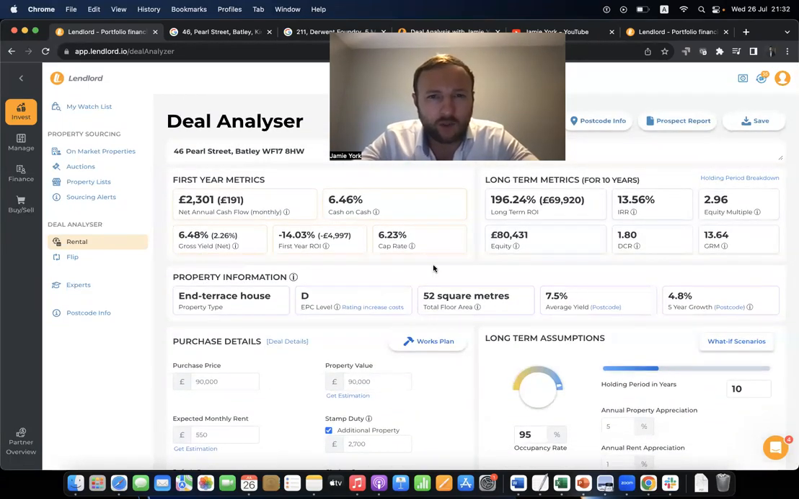I think it was about 13% at the top? And then over a 10-year period, a 13.56% return. Over a 10-year period, that's compounding to a long-term ROI of 196%. So your yearly IRR is 13.56%, but your 10-year is 196%.